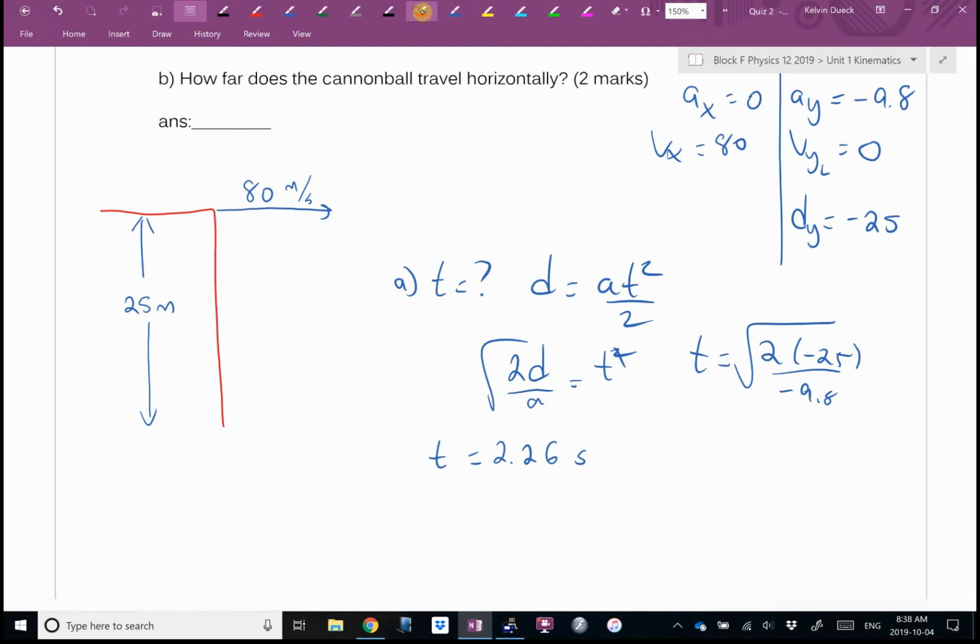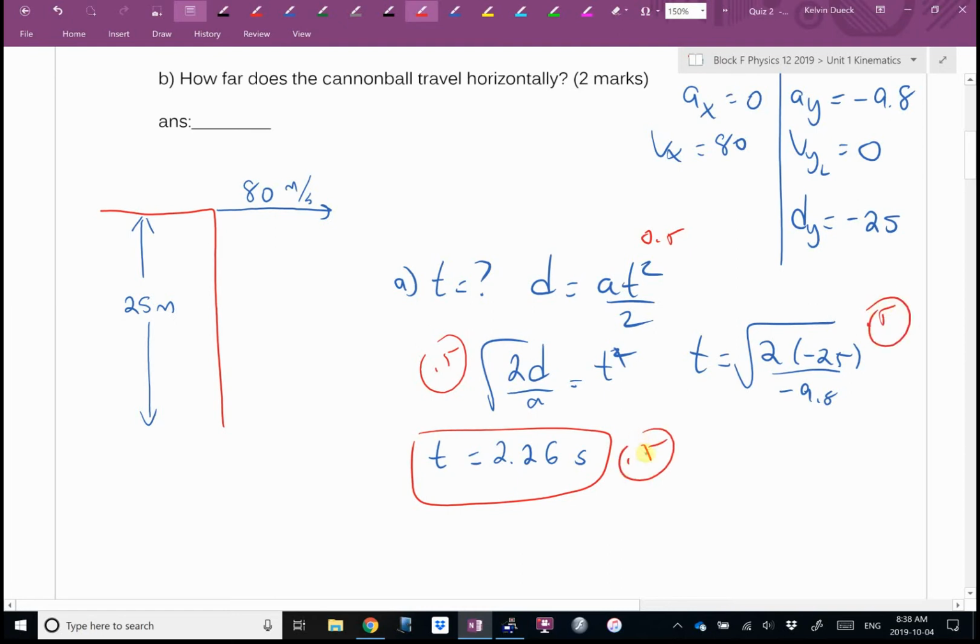If you got this right, that would get you 2 out of 2. Otherwise, I would give you a half mark if I saw that you had gone T equals the square root of 2 times D over A. I would give you a half mark for the numbers and a half mark for the answers.